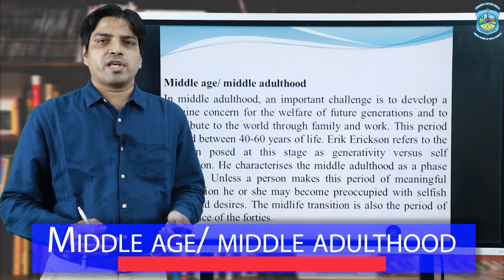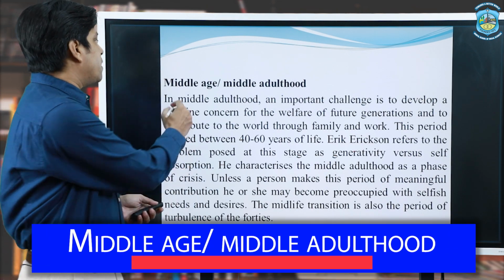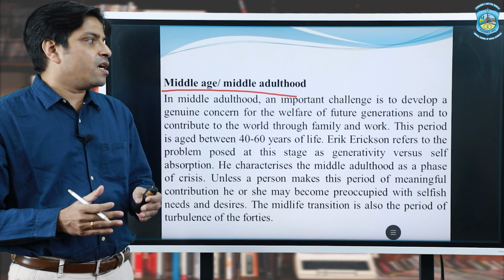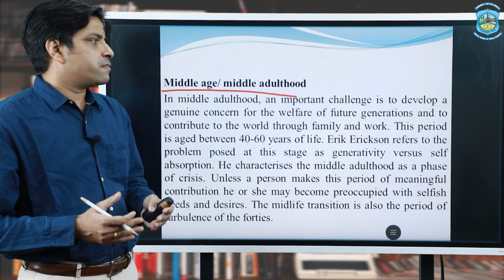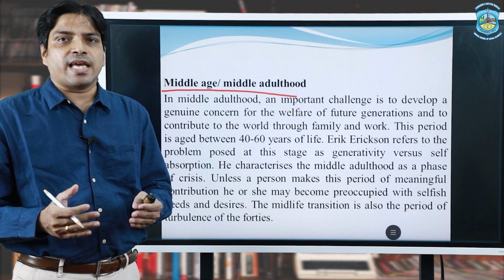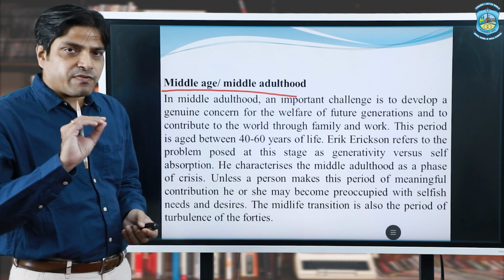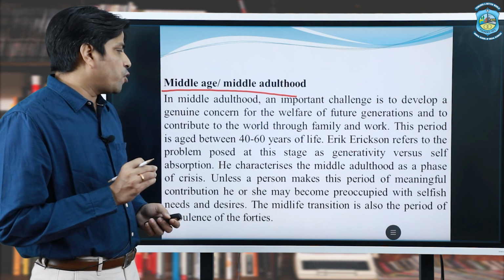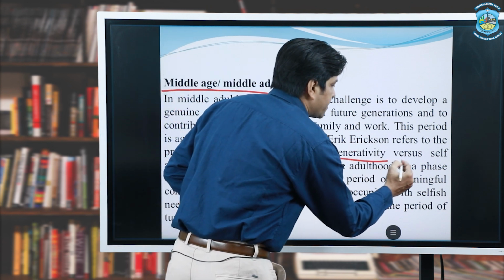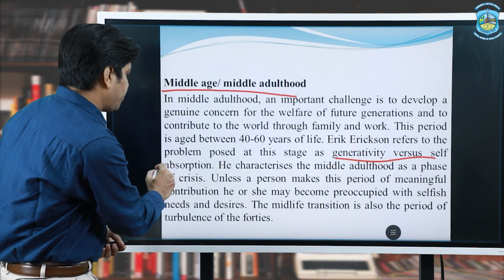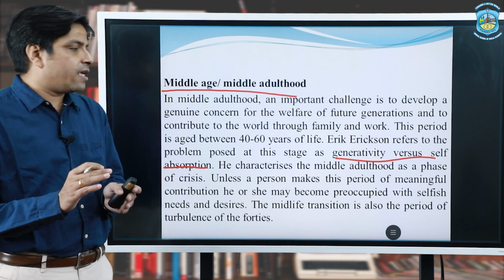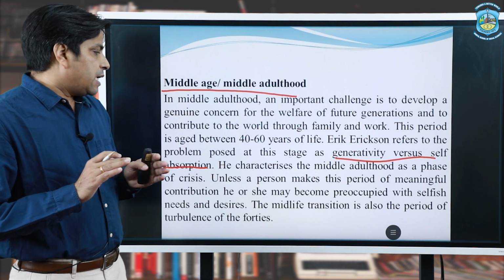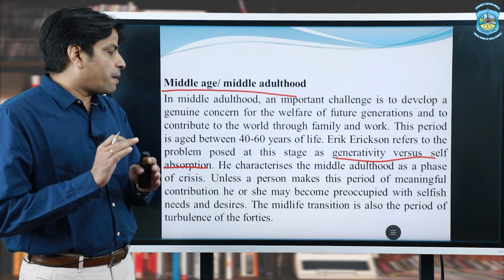Now comes the next stage, that is middle adulthood. In middle adulthood, an important challenge is to develop a genuine concern for the welfare of future generations and to contribute to the world through family and work. This period is aged between 40 to 60 years, and Erik Erikson refers to the problem posed at this stage as generativity versus self-absorption. He characterized middle adulthood as a phase of crisis, and the midlife transition is also the period of turbulence of the 40s.